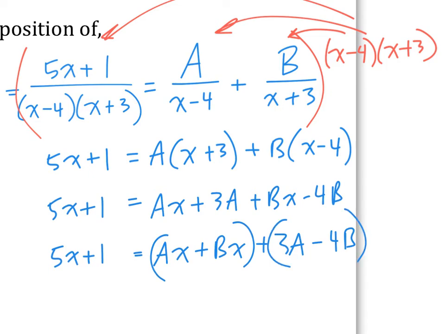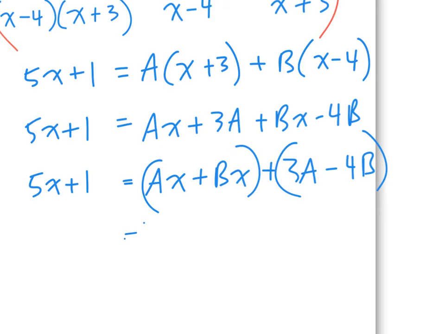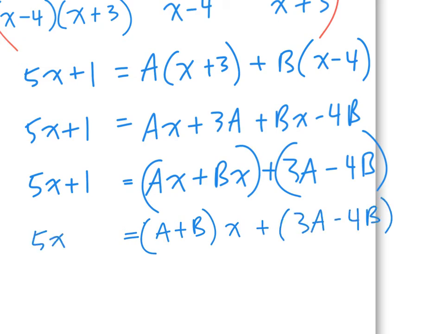Ax plus Bx, I'm going to factor out the x. Usually we factor on the left-hand side, but this time I'm going to put it on the right-hand side because I'm going to try to do a matching game. So (A plus B) times x plus 3A minus 4B, and that whole thing has to equal 5x plus 1.